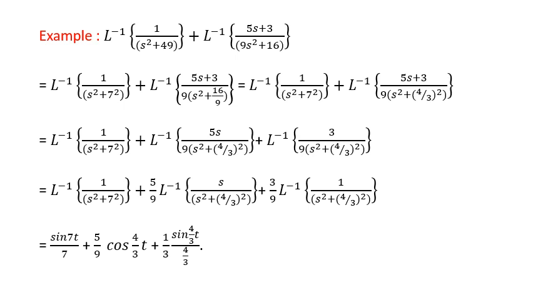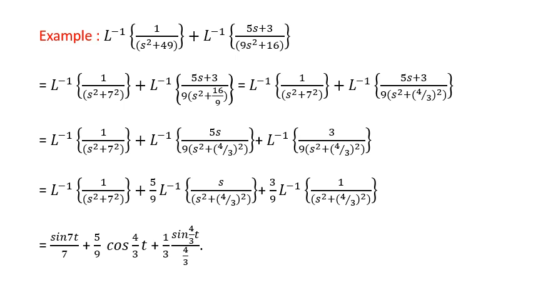Now the denominator is almost in the standard form. s square plus (4 by 3) the whole square, where k is 4 by 3. Now we have to rearrange the numerator. 5s plus 3, we can separate that as 5s by the denominator plus 3 by the denominator. Now 5 by 9 is a constant. Remove that. You will get L inverse of 1 by (s square plus 7 square) plus 5 by 9 L inverse of s by (s square plus (4 by 3) the whole square) plus 3 by 9 L inverse of 1 by (s square plus (4 by 3) the whole square).